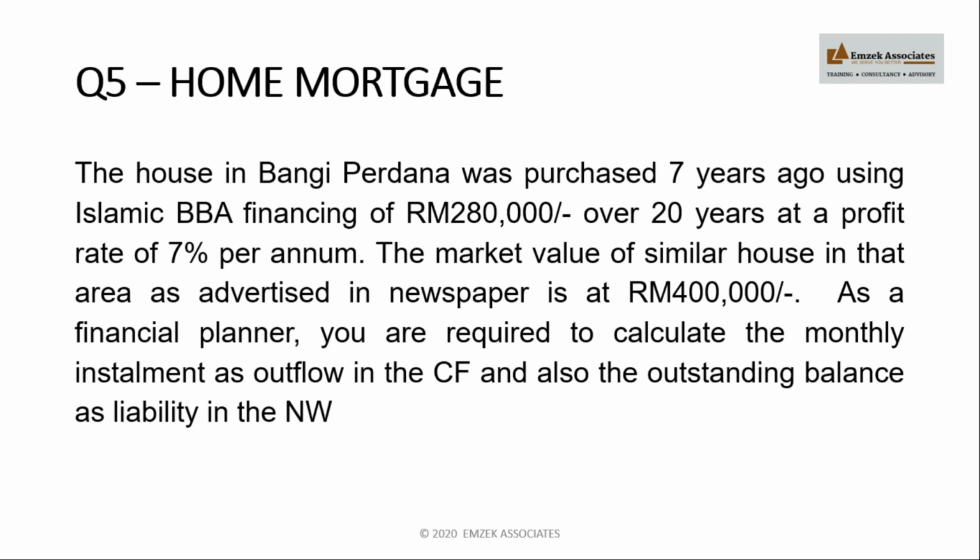Question number 5. On home mortgage, the house was purchased 7 years ago. The financing amount is 280,000, the tenure is 20 years, and the rate is 7% per annum. We need to calculate the monthly installment as outflow in the cash flow, and also the outstanding balance as liability in the net worth for home mortgage.